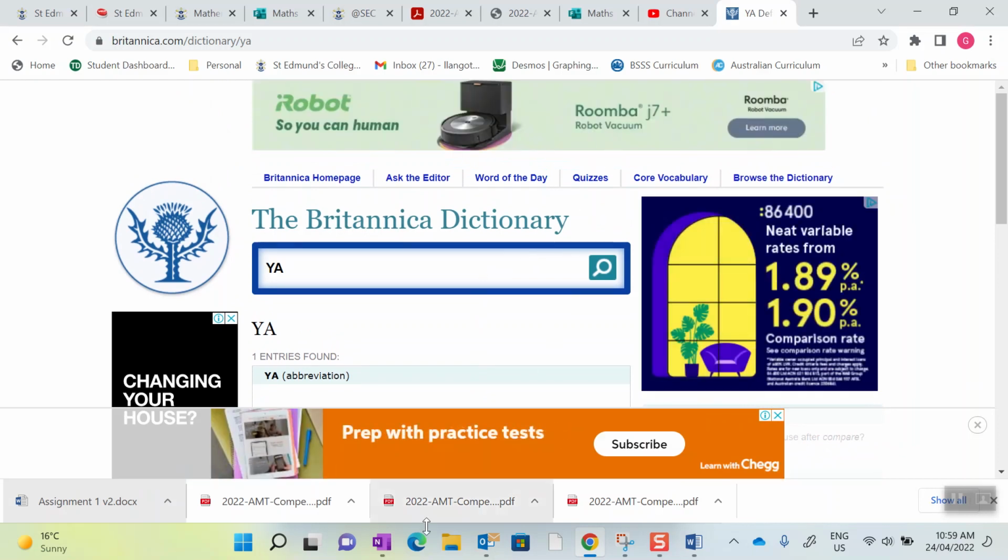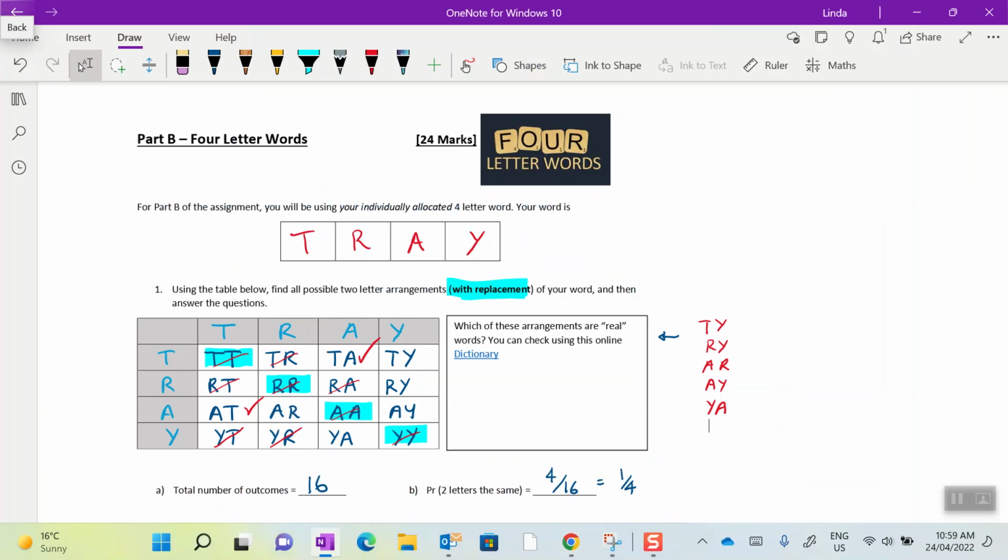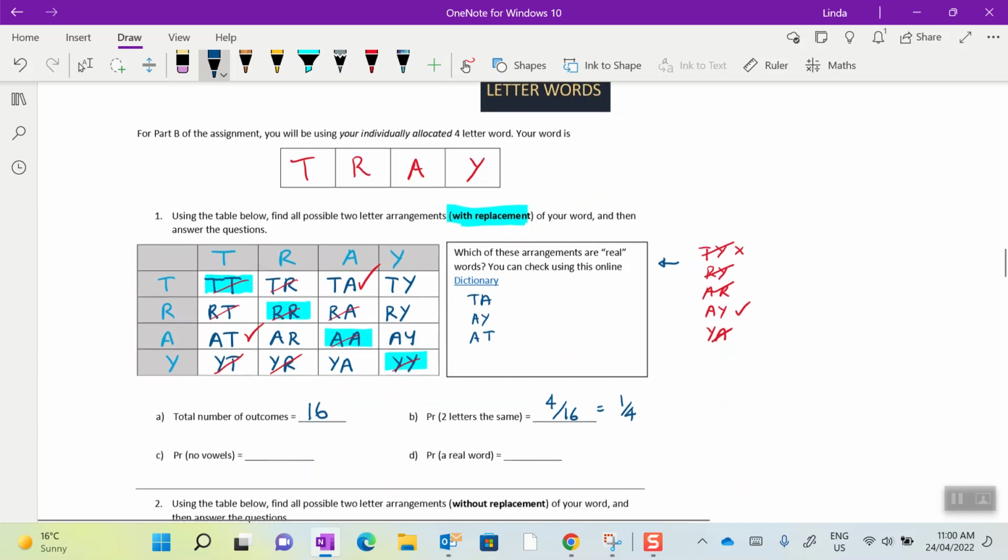So when I go back to my assignment, I can say that this was not a word, this wasn't a word, this wasn't a word, this was a word, and this was not. So I've got 3 words. I've got T-A, tar, I've got A-Y, I've got A-T, and that's it. I've only got 3 words. You will have a different number of words depending on what your letters were.